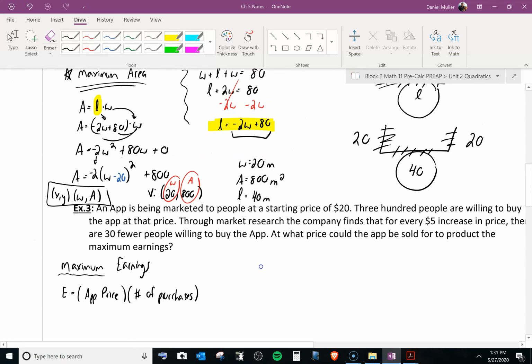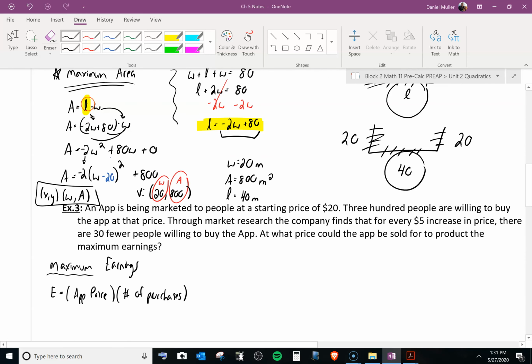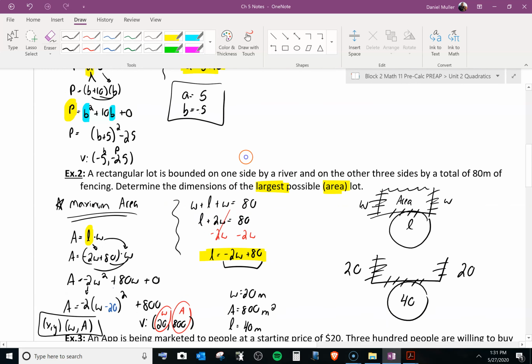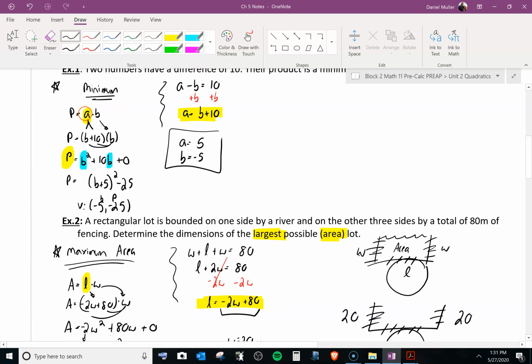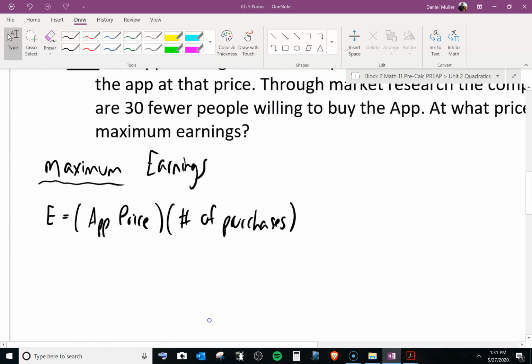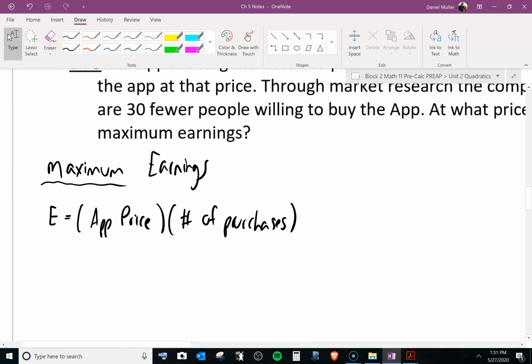In the previous question, we wanted to maximize area, so we went length times width. In the other one, we want to maximize the product of two numbers, A times B. And so here we're trying to maximize the earnings. So we're going to go app price times the number that actually buy it. This one is a little bit nicer because we don't actually need another formula, because the formula is going to kind of be built in here.